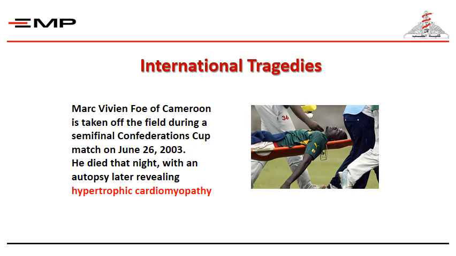This is an international tragedy in which Marc-Vivien Foé of Cameroon was taken off the field during a semi-final Confederations Cup match in June 2003. He died that night, with an autopsy later revealing hypertrophic cardiomyopathy. So you see, athletes do die prematurely at a younger age because of hypertrophic cardiomyopathy, and we see these patients.